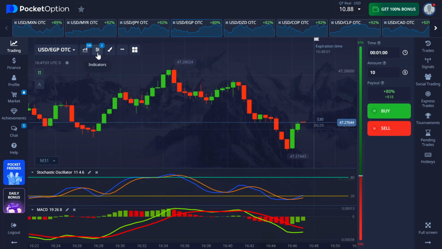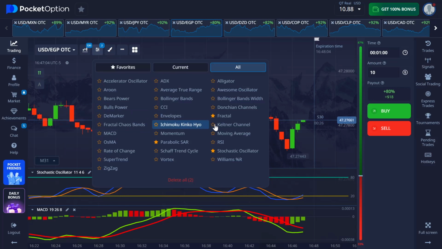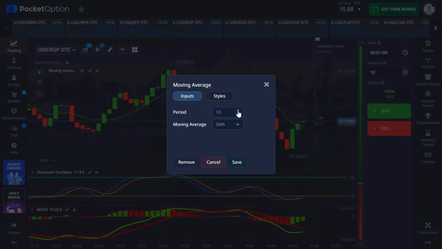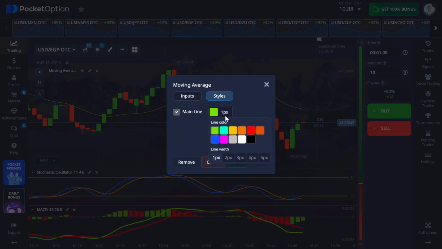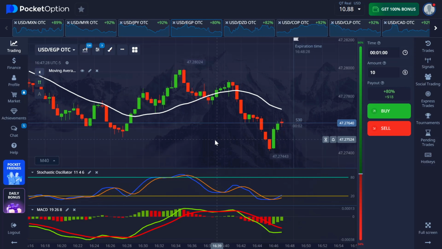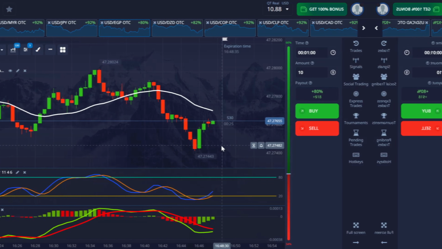Alright. The final indicator is going to be the moving average. Settings 21. Make sure to keep this on SMA. Alright, change the colors to white, 3 pixel. Alright, so I'm going to look for some trading opportunities. Then I will explain everything in detail.